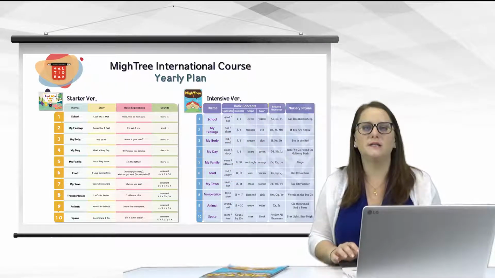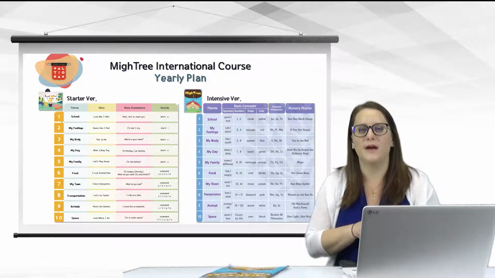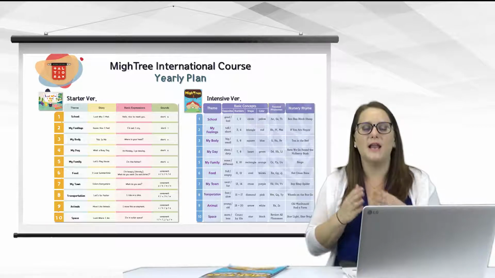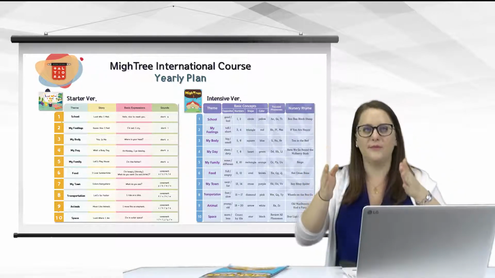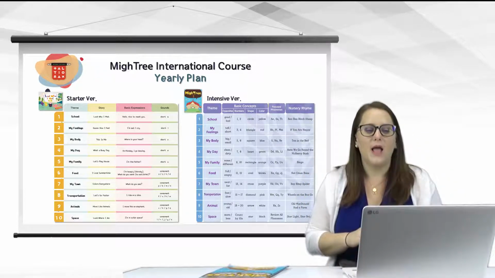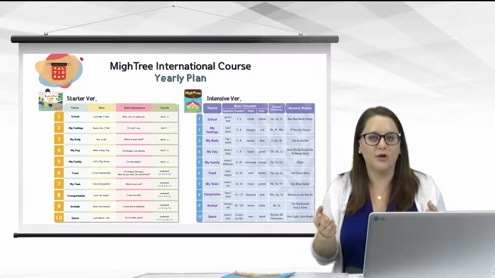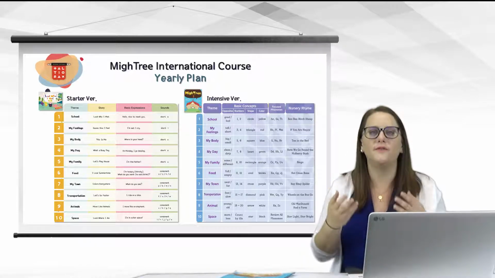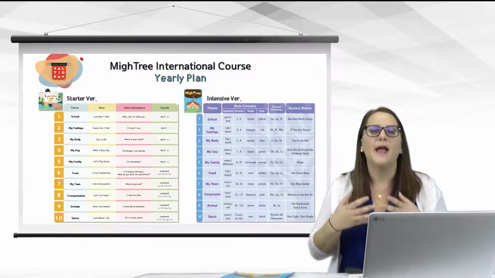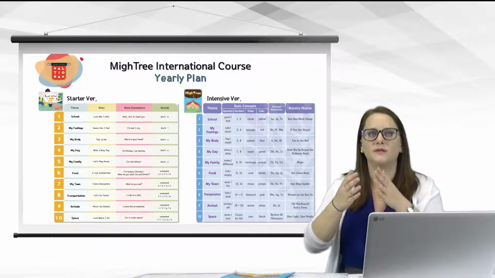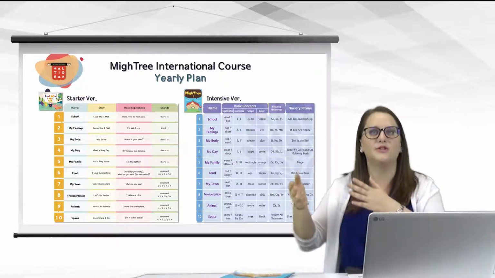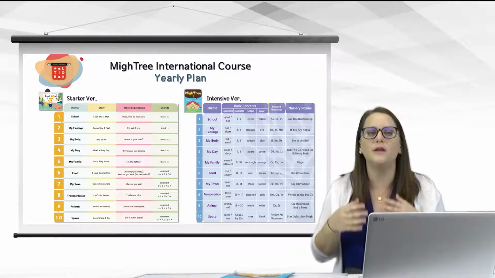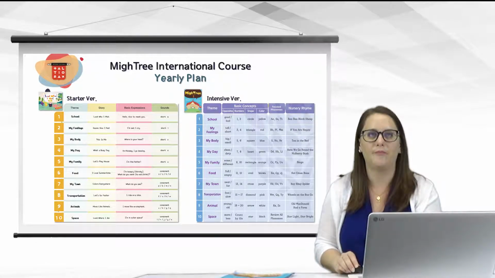Now, here is a yearly plan for the MighTree program. You have your starter version and your intensive version. And as you can see, all the themes are going to be the same. And like I said earlier at the start of this video, MighTree is really to develop their speaking skills. And that's why we have these themes. This is why we have the stories and the expressions, sounds, and any kind of target vocabulary for these. It's really to develop their speaking skills.